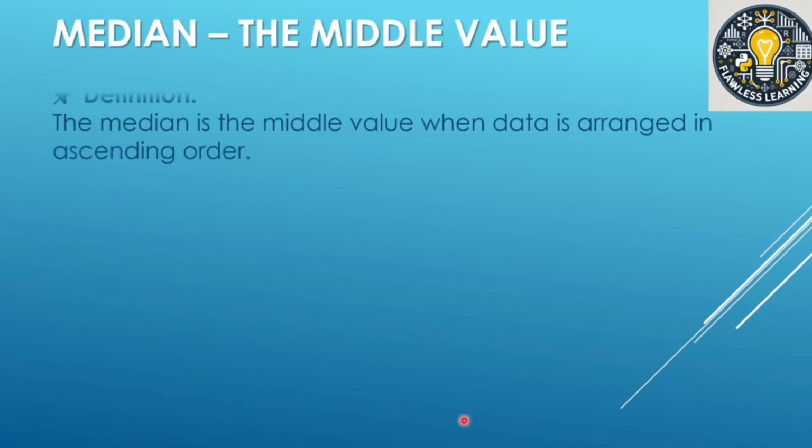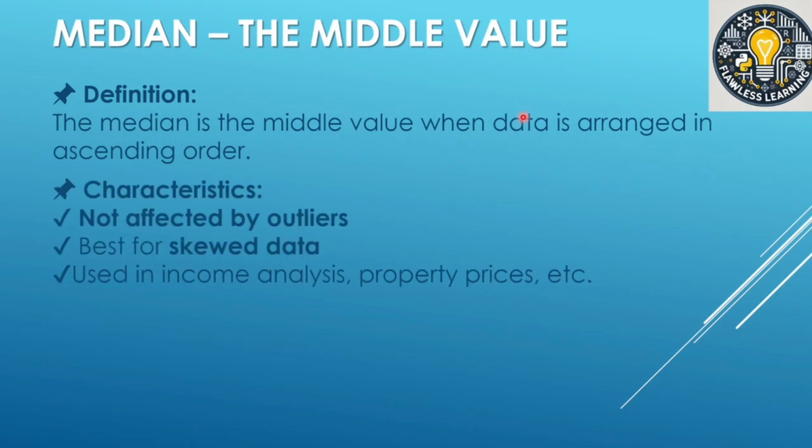Next is median, the middle value. Median is the middle value where data is arranged in ascending order. That's the most important point: you first have to arrange the data in ascending order, then select the middle value, which is the median. Now, what is the characteristic? It's not affected by outliers, and it's best for skewed data. And what is skewed data? I will show that in the probability distribution section, because terms like normally distributed and skewed distribution lie in the probability distribution. Till then you can search it and find out what skewed data is.